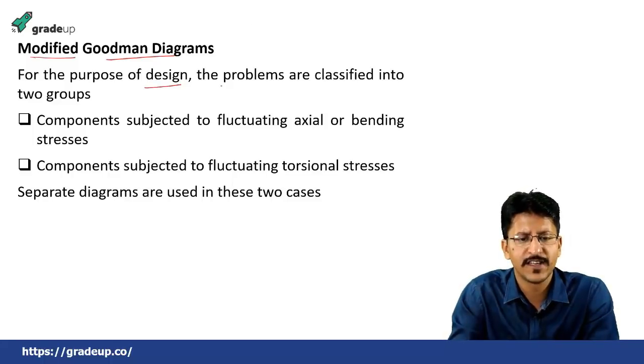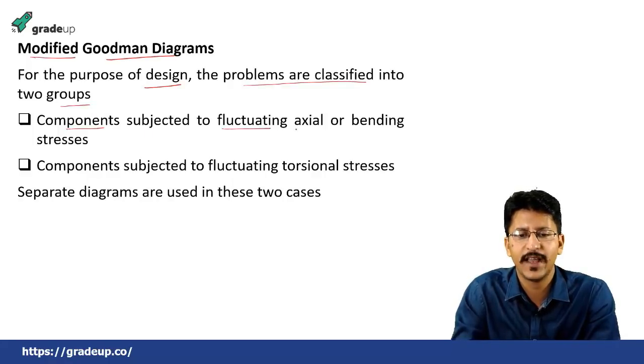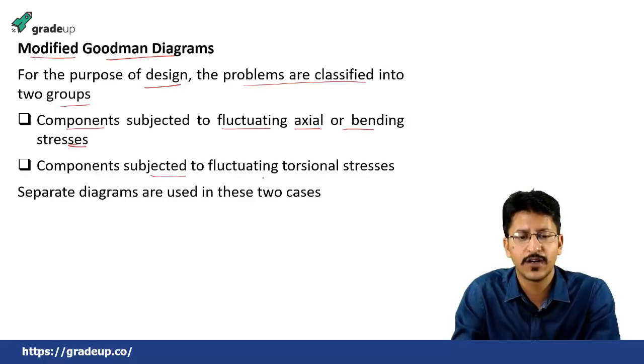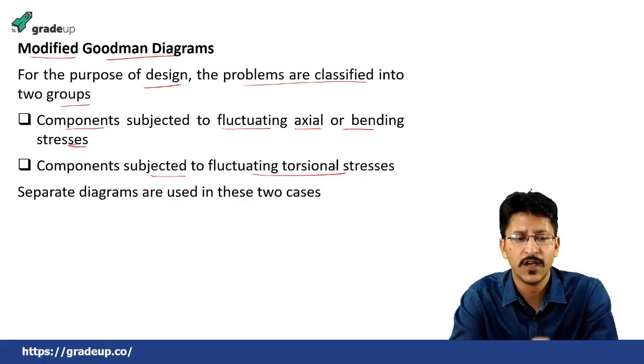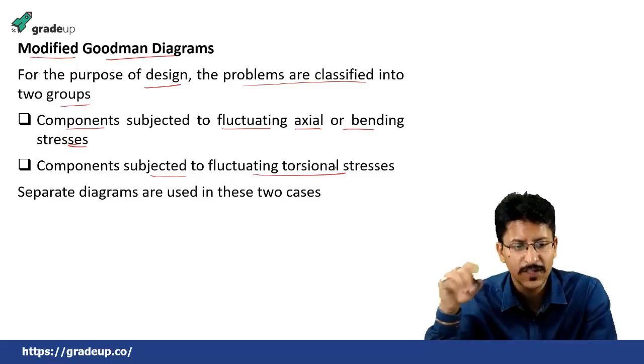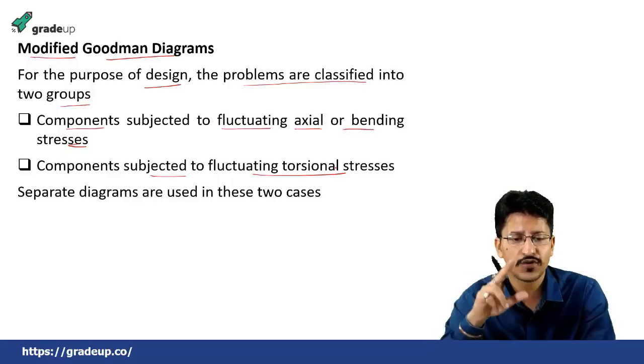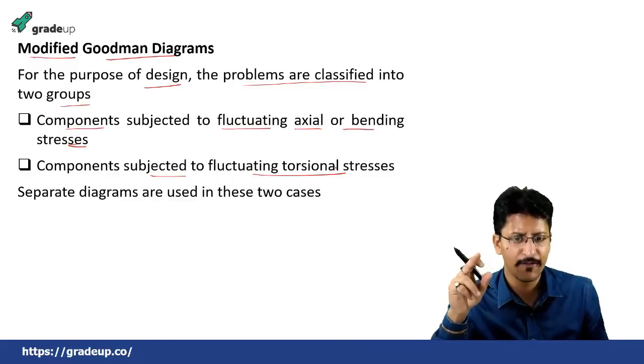So for the purpose of design, the problems are classified into two groups. First one is components subjected to fluctuating axial or bending stresses. Second is components subjected to fluctuating torsional stresses. For both these cases, two kinds of diagrams are used. One diagram cannot be used, two diagrams have to be used. We will take them one by one.